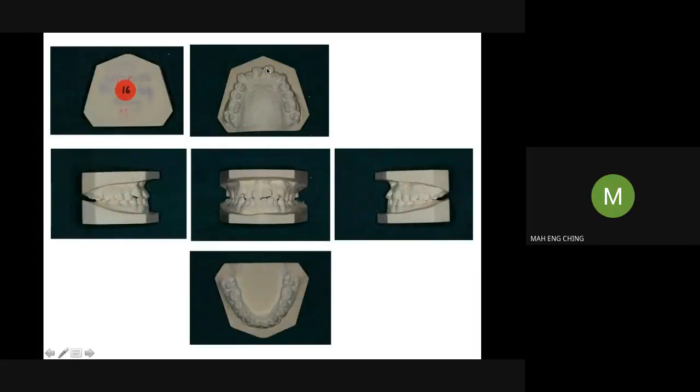16. 16, okay, we have quite a lot of problems. So we count the number again. Got a full set, nothing missing. And look at the crowding, it's quite severe, rotated. Then we have displacement between the central incisor and lateral incisor, severe crowding. So this one definitely 4D.